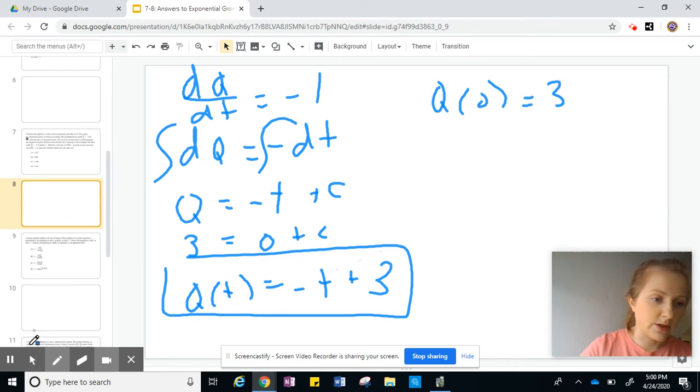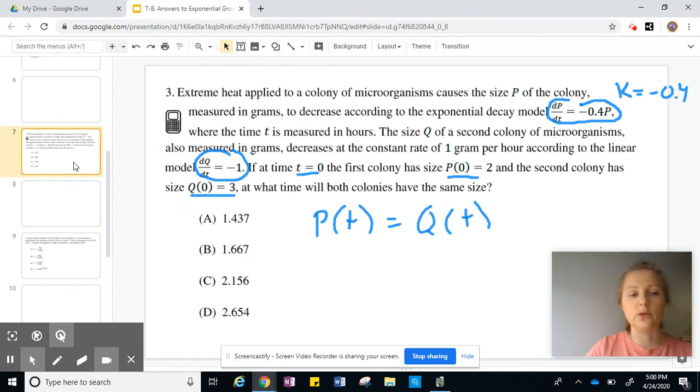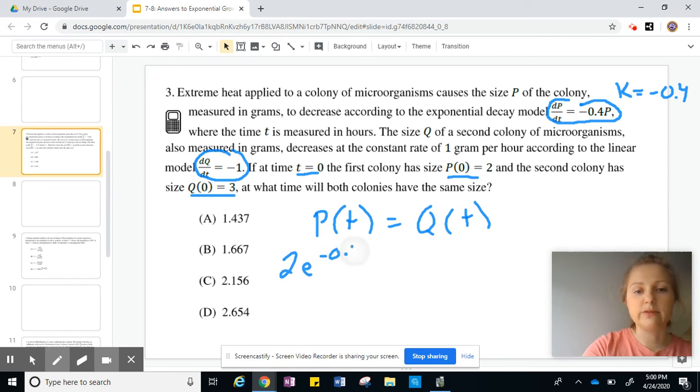Great. Let's go back to the question. So we know p of t, we know q of t. We want to know when they're equal. So let's write it out just so we know what we're looking at. So p of t is 2e to the -0.4t equals q, which is -t plus 3.